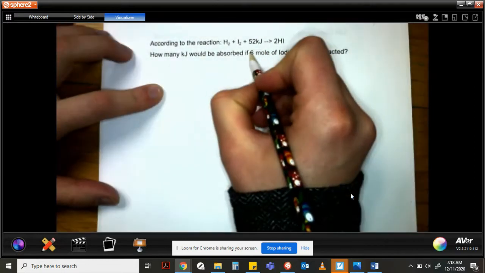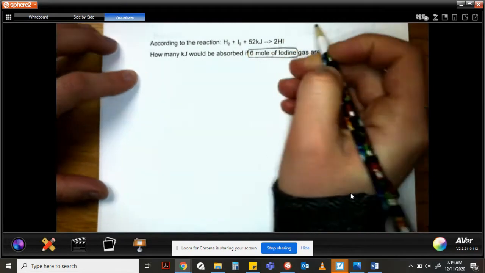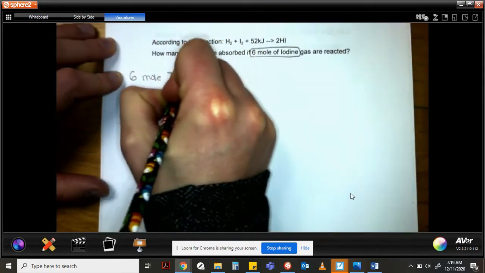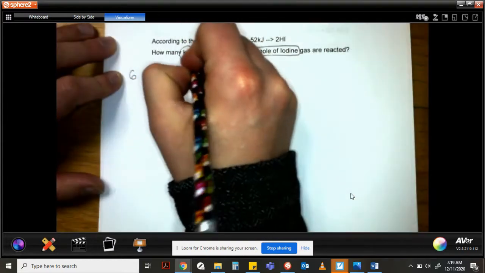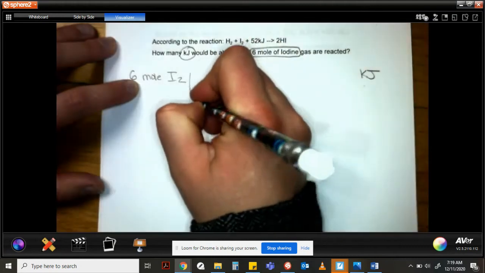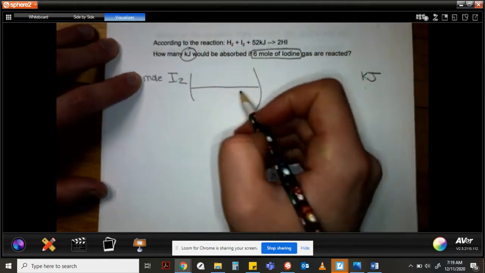So for this, we have 6 moles of our iodine. Again, we're going to write down what we have. We've got 6 moles of our I2. We want to get to kilojoules this time. So all we're going to do is, again, drop it like it's hot. And so we've got moles of iodine, I2 here.